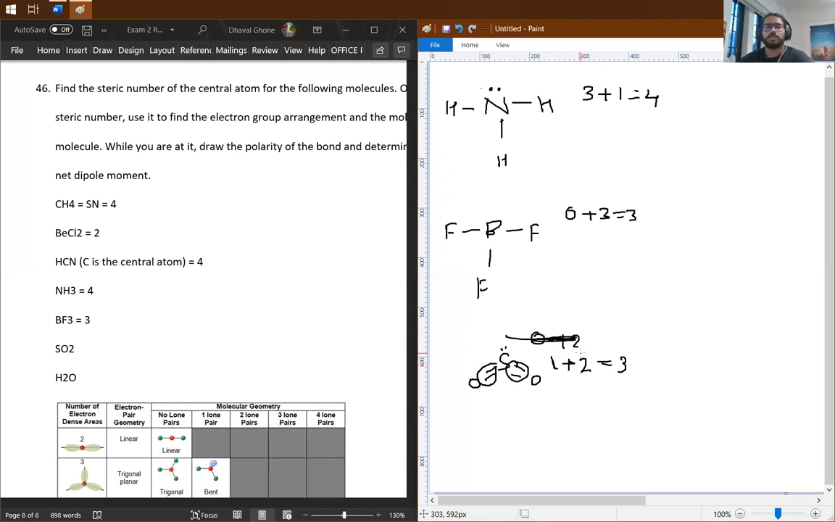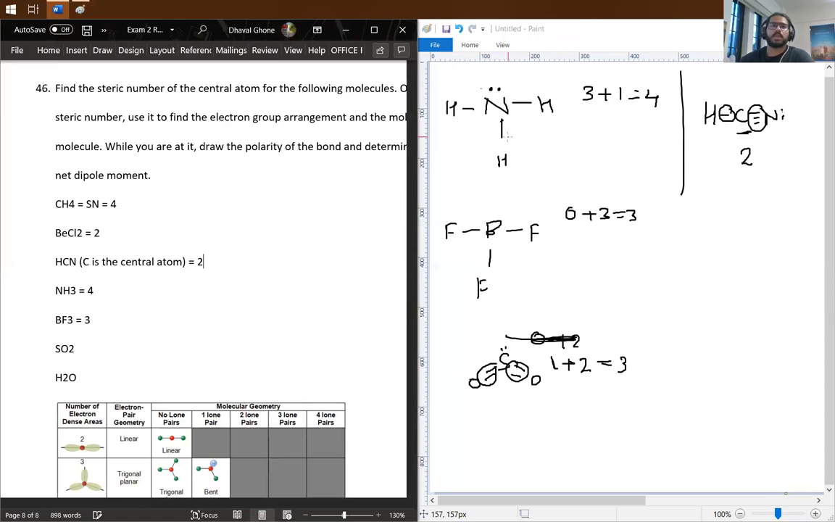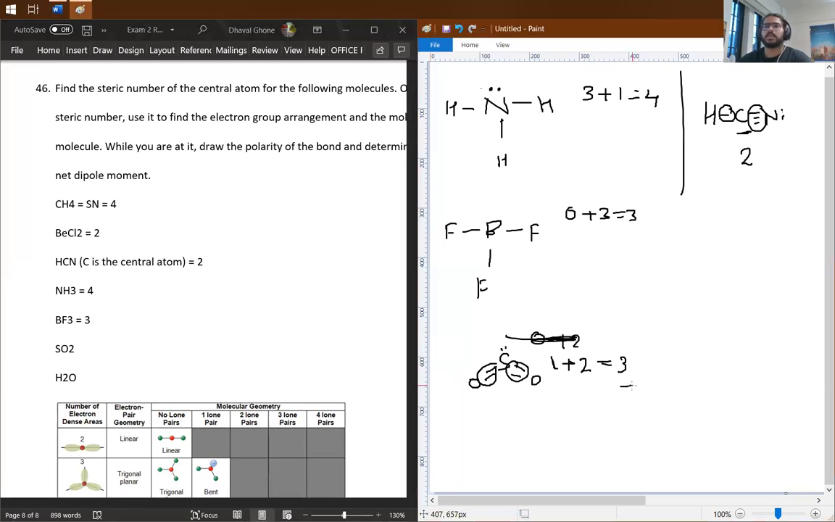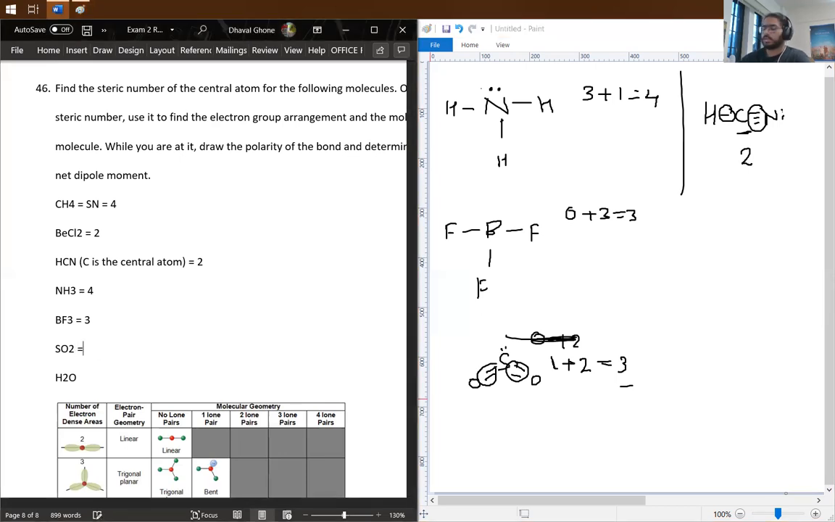Okay. A triple bond, I didn't mention earlier, I'm so sorry for this. HCN, you may be confused. Carbon has this one bonding group and this one bonding group. So it's a triple bond, but really it only has two bonding groups. So this 4 is incorrect. It should be 2. CN has an SN of 2. This triple bond counts as one bonding group. Sorry for the mistake. SO2 has SN of 3 because there are 2 bonding groups from the 2 double bonds and 1 lone pair. So SO2 is 3.